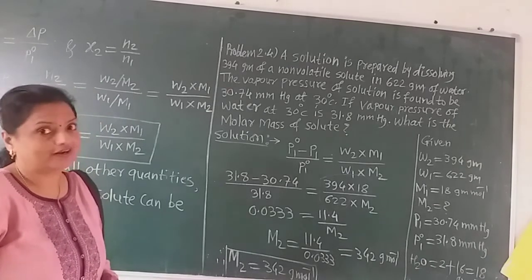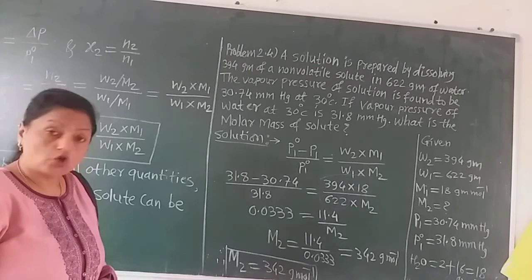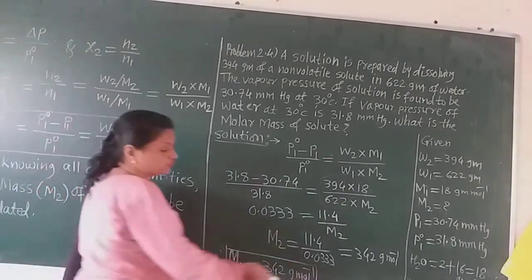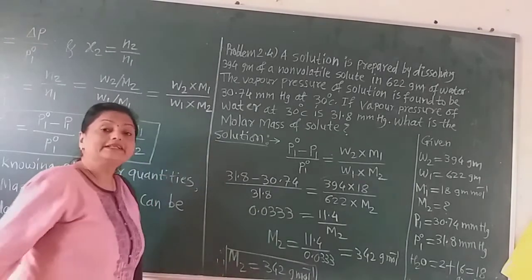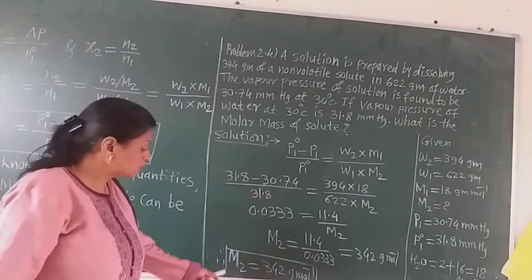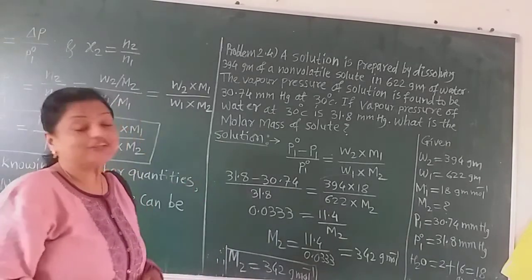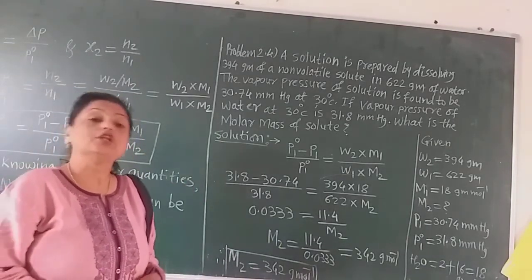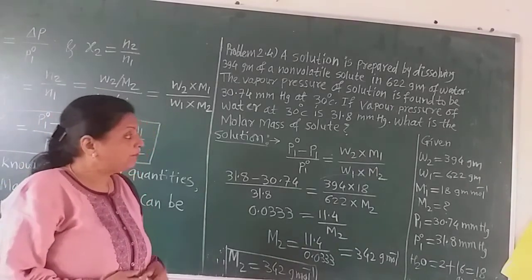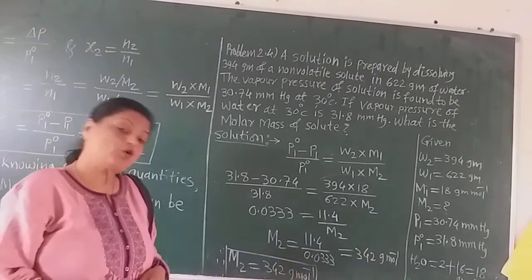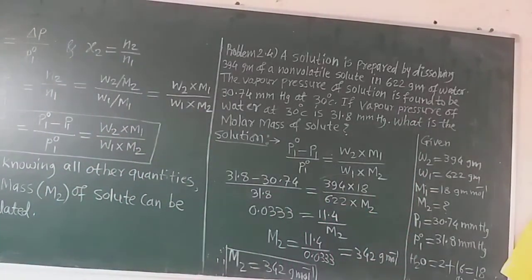That is cane sugar, also called sucrose. So that is the molar mass of sucrose, 342 gram per mole. So the molar mass of the solute is 342 gram per mole. And in this way, students, we can calculate the unknown molar mass of the solute by knowing all the other quantities. Such types of problems come in the examination.